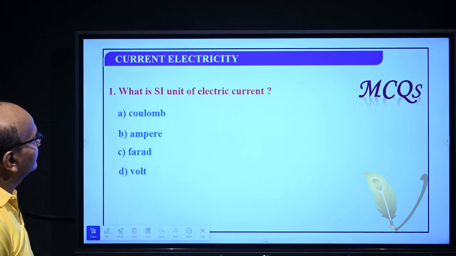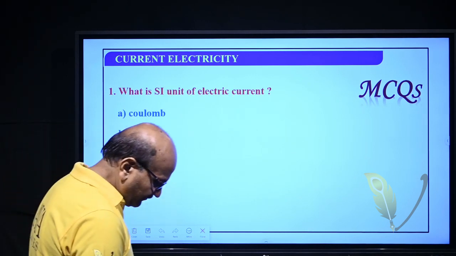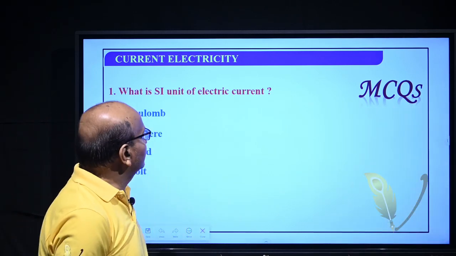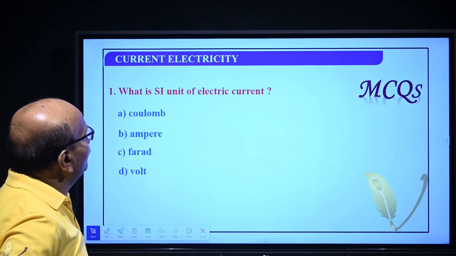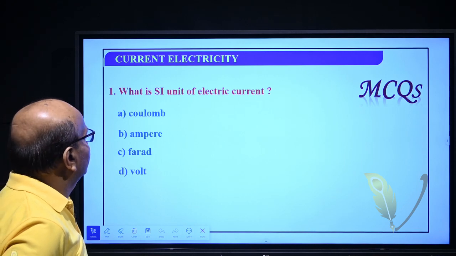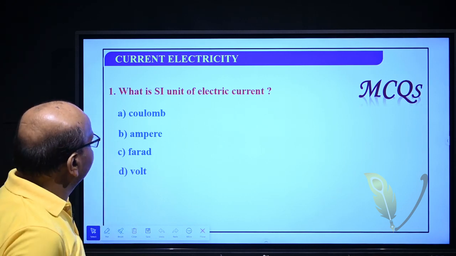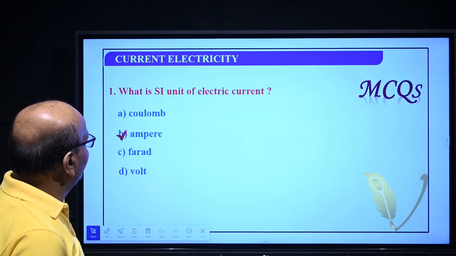Now we will see some MCQ questions. First, what is the SI unit of electric current? The SI unit of electric current is ampere.